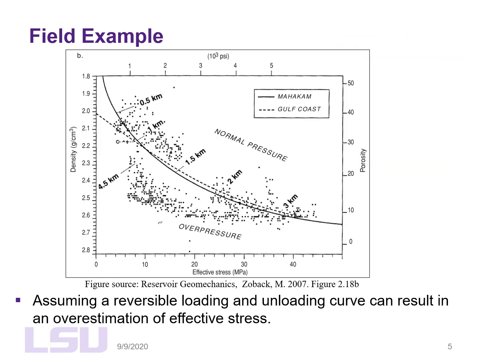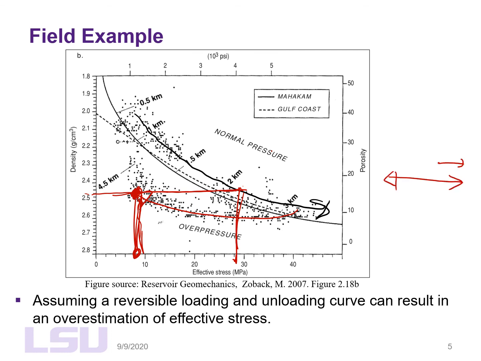And this is a field example of the loading. So you're loading this way and you're unloading this way. So the path is unique. And if you had assumed your unloading path was same as your loading path, you will be estimating effective stress which is much bigger than the real value. And that will mean you're estimating a wider mud window when in actual fact it's much smaller.